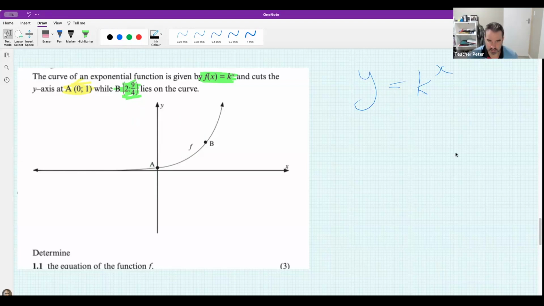And I want to ask you guys, where should I even start with this if I want to find the equation of this exponential function?